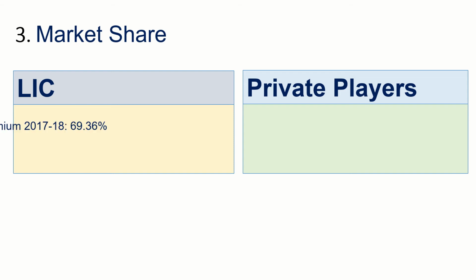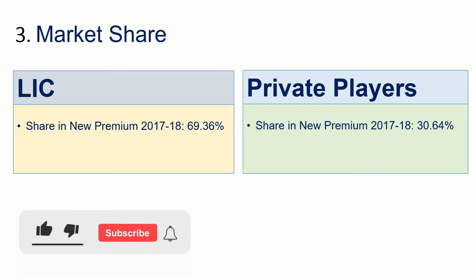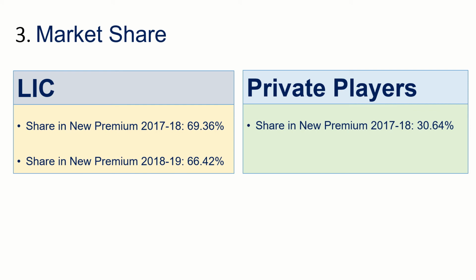Now let's see the market share. The LIC share in new premium in 2017-18 was 69.36%, and the remaining share was for the private players, that is 30.64%. So here the new premium captured by LIC was twice the total premiums received by private players. In 2018-19, LIC's share in new premium was 66.42% and the private players' was 33.58%. So we can see the private players are also getting the limelight, and their share is increasing year on year.